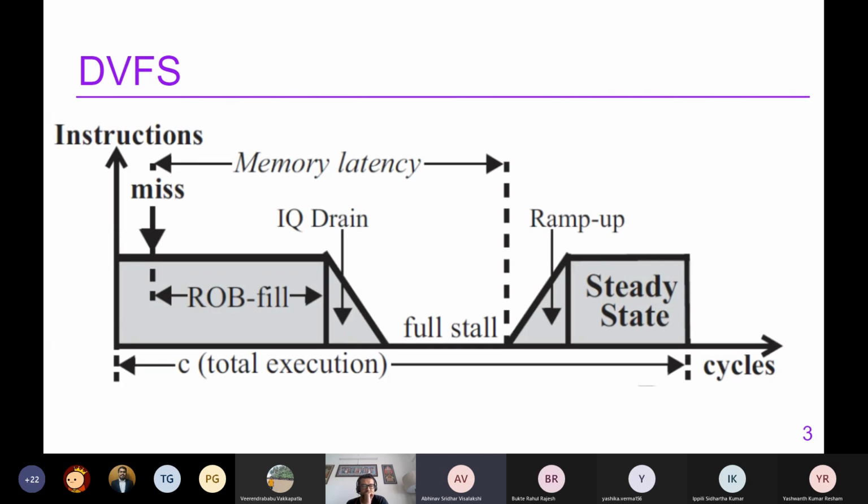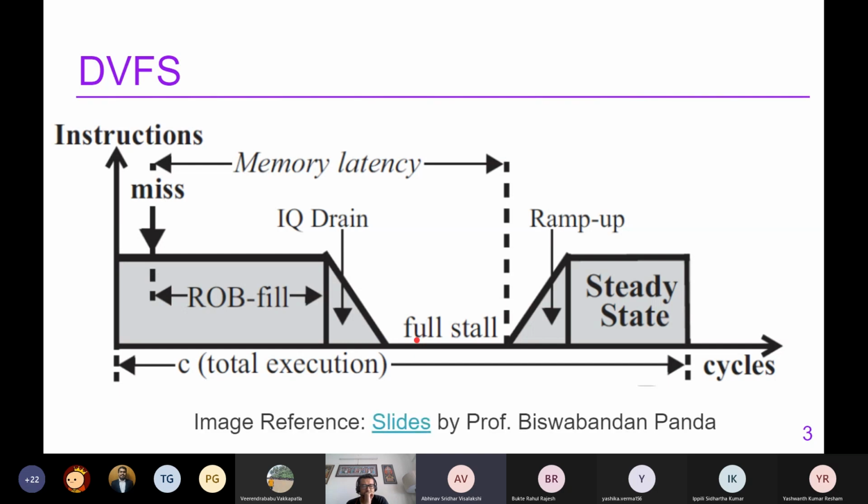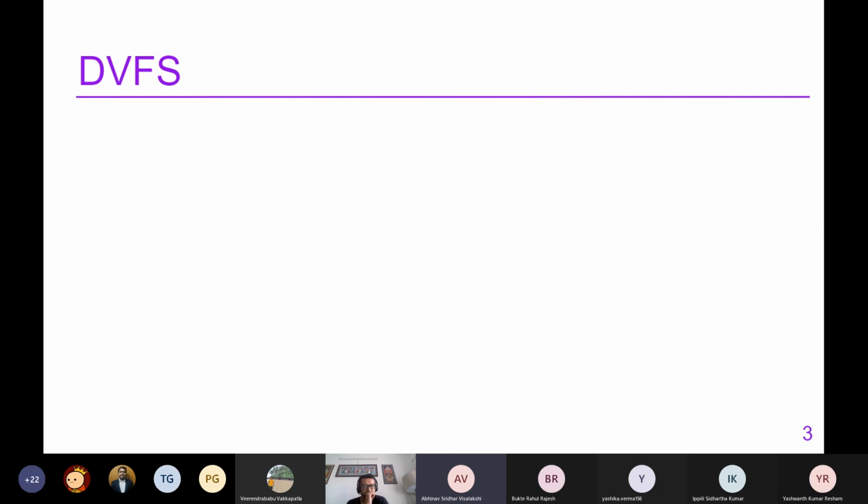So here is a small graph explaining that point. At this point, I incur a long latency memory miss. From this point, whatever independent instructions were there will be executed. But then after a point, due to the lack of either independent instructions or the ROB being full, we are going to experience a stall in memory. So the idea is why not fill this gap somehow? This image was taken from slides by Professor Biswa.